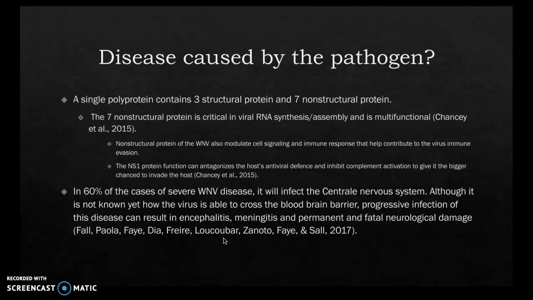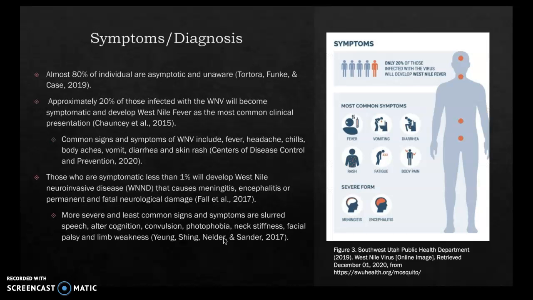In 60% of the cases of severe West Nile virus disease, it will infect the central nervous system. Although it is not known how the virus is able to cross the blood-brain barrier, progressive infection of this disease can result in encephalitis, meningitis, as well as permanent and fatal neurological damage.